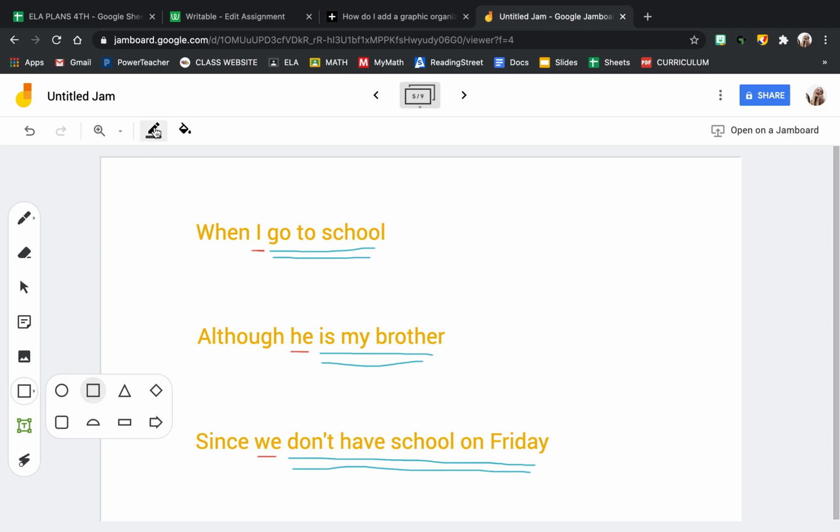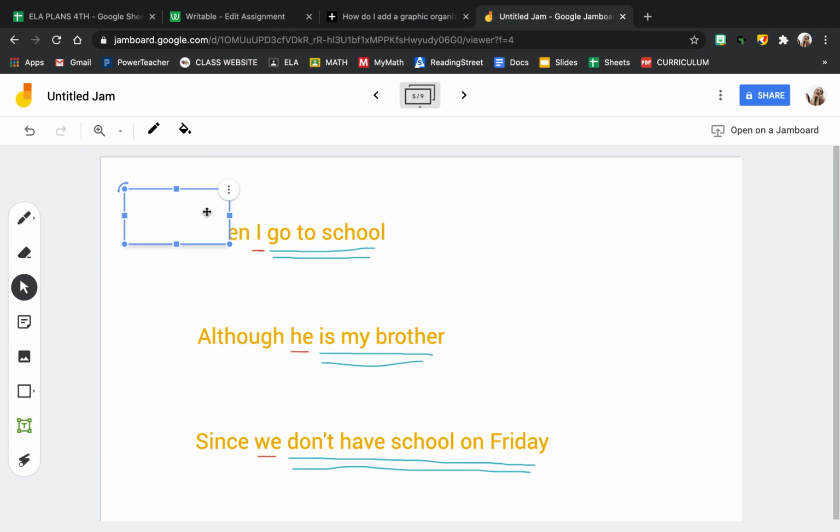I'm gonna use a white one of these. Okay. If I were to take that word off like this, he is my brother. Yeah, that's a complete thought. But when we have that word although, it makes it not an independent clause anymore because it needs more after that.